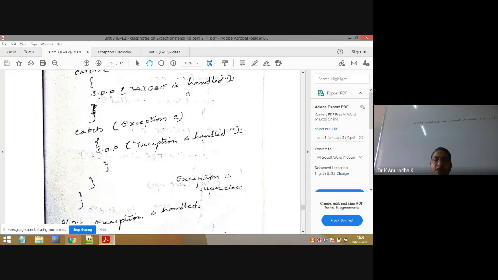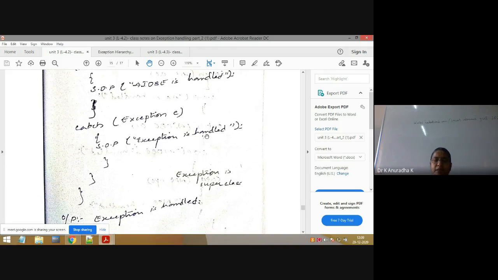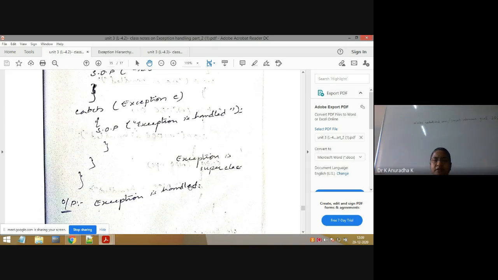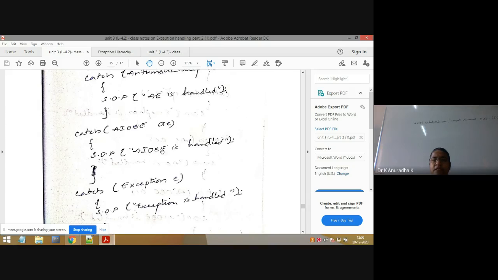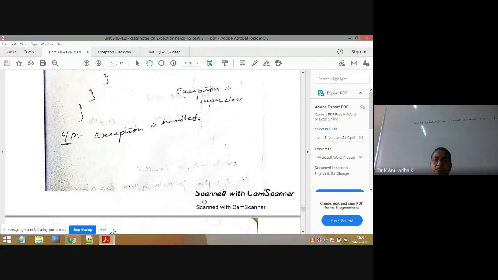That's why this is the matching catch block for the exception, that is NullPointerException. In this program, the JVM will execute this catch block. What is the output? See, the output is: Exception is handled. Here you see ArrayIndexOutOfBoundsException is handled, here arithmetic. Here we can write NullPointerException is handled, because for NullPointerException this is the matching catch block. Not only for NullPointerException, for any type of exception this Exception can handle. That's why this is the matching catch block and this is the output. So this is the second program.